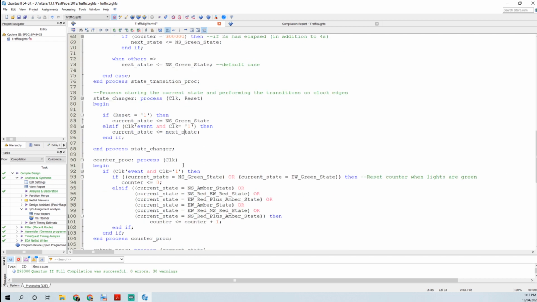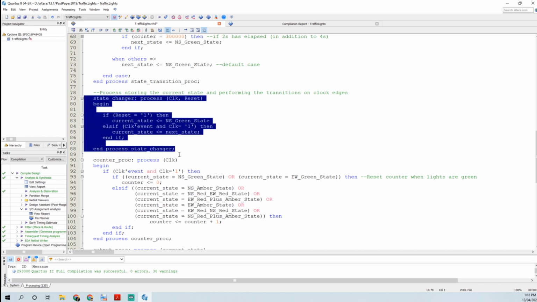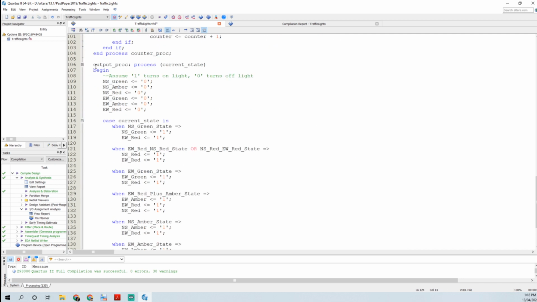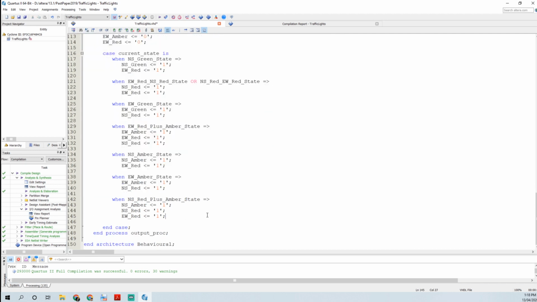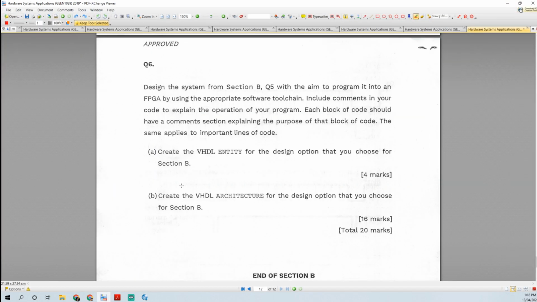And of course, based on the current state that I'm in, which is set by this state changer process, it is going to determine the output of my system based on the traffic lights. Right? And that takes care of the VHDL architecture for this piece of code.